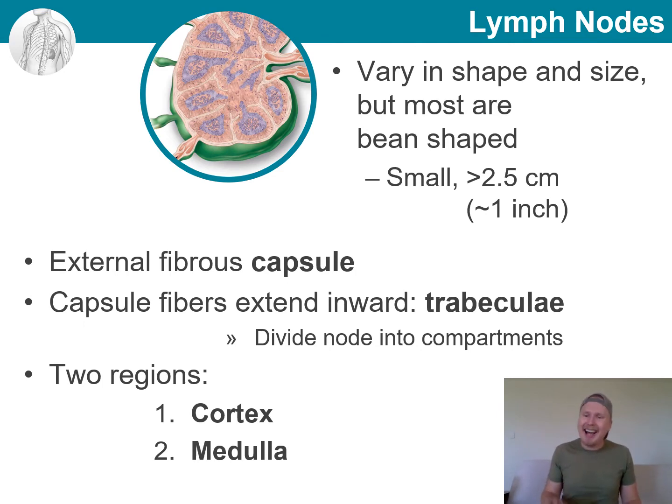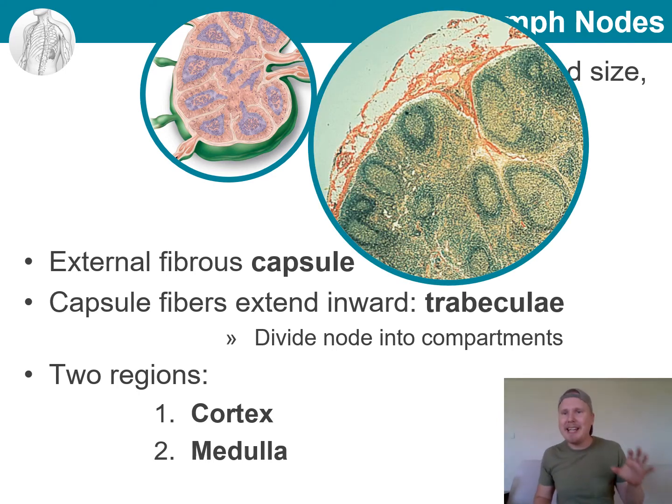Finally, I want to highlight that we have two histologically distinct regions in a node: a more external cortex and a more internal medulla. Now we will discuss these two regions in a little bit more detail. But before we do that, I want to show a really nice histological view of a section of a lymph node. Notice that we have used different stains to highlight different regions, and then we have taken a photomicrograph of it for you. This is some really nice sample preparation work that we see here.